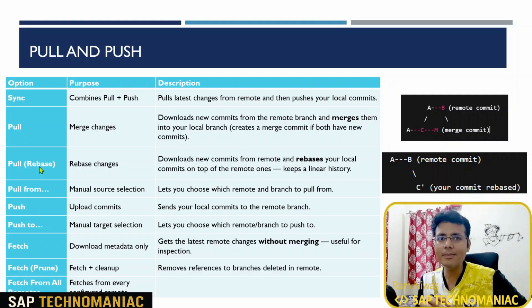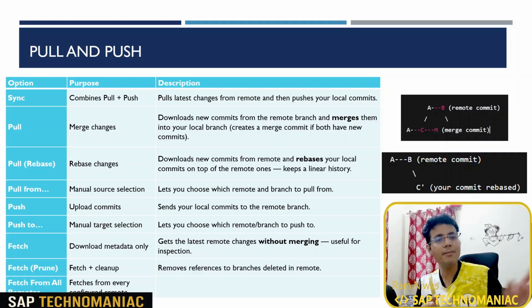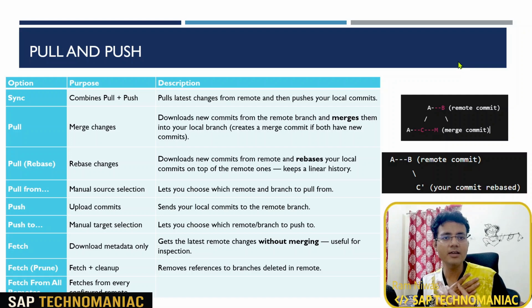The pull rebase is a little bit different. Suppose in this case we have one merge commit. I don't want to create the merge commit because it looks a little bit clumsy. In that case, if I know already somebody else committed some changes as part of B, when I was working on my changes, I want to do the commit C. So what I will do, instead of the normal pull, I will use pull rebase.